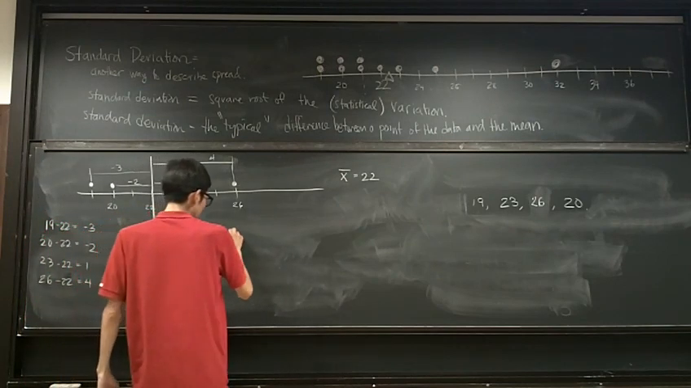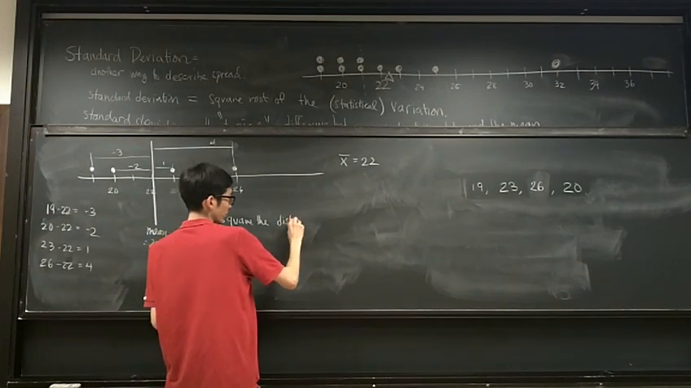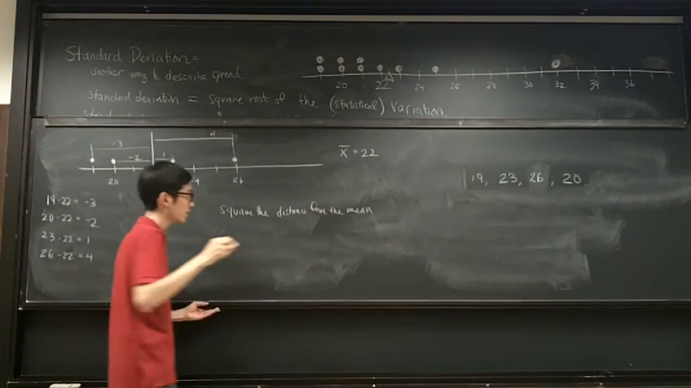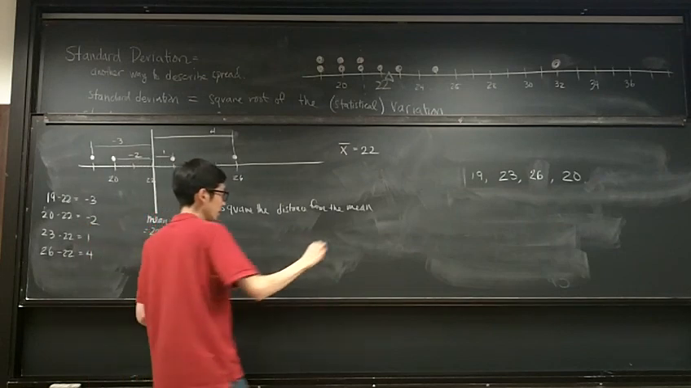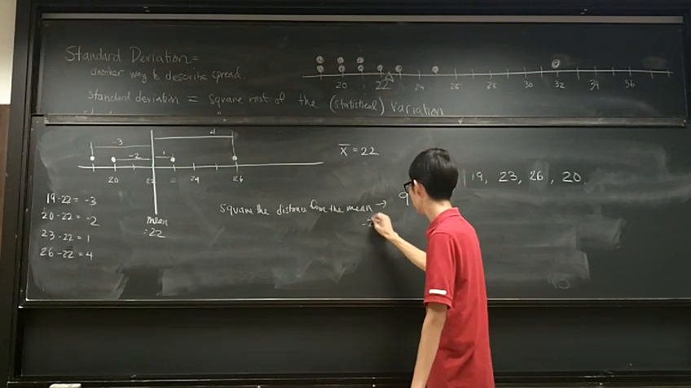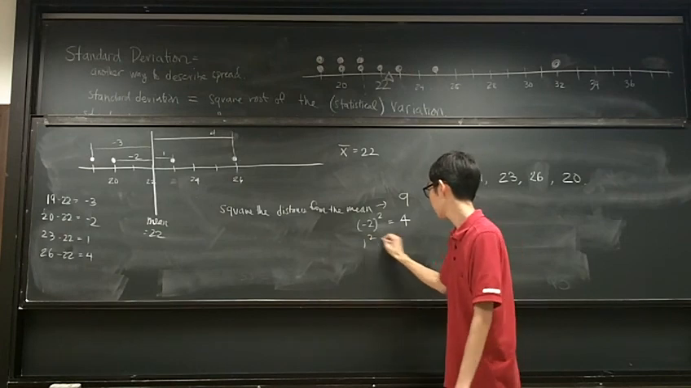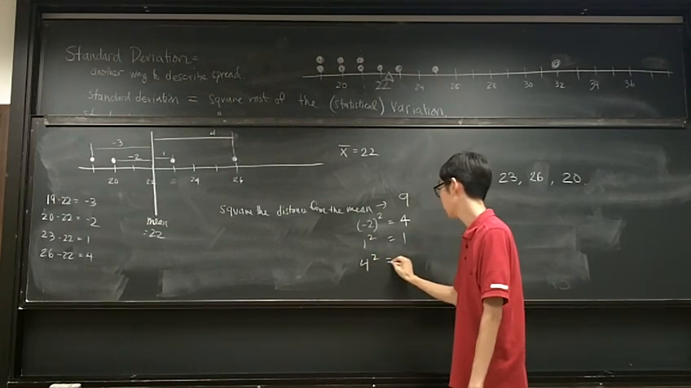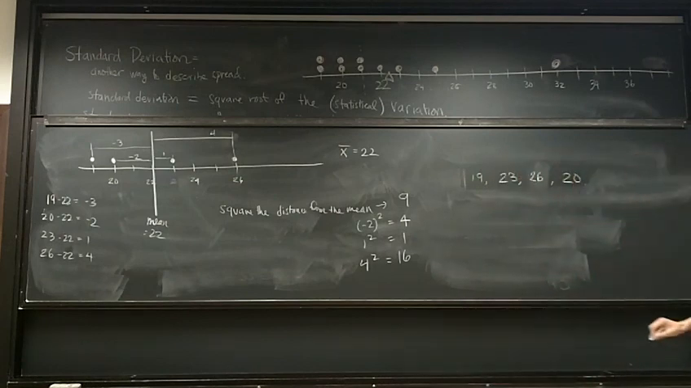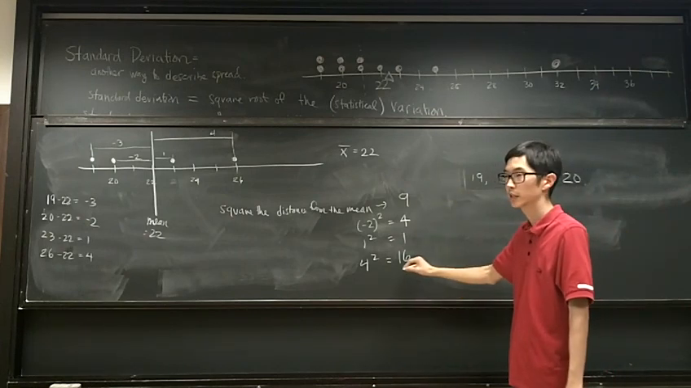So I square the distances. Square the distance from the mean. And what are the numbers that I get? 9. -2 squared gives me 4. And then what else do I have? 1 squared gives me 1, and 4 squared gives me 16. Very good. If I add all of these up, what do I get?